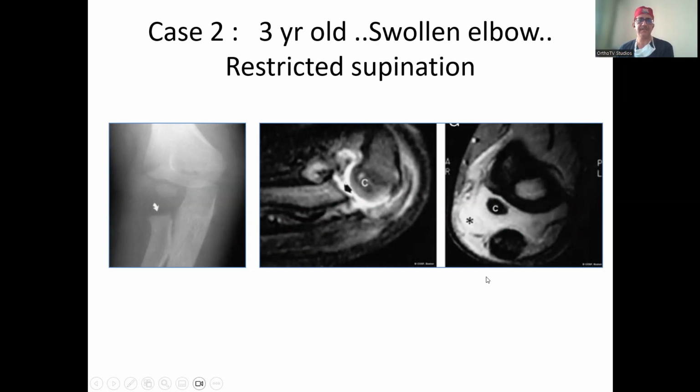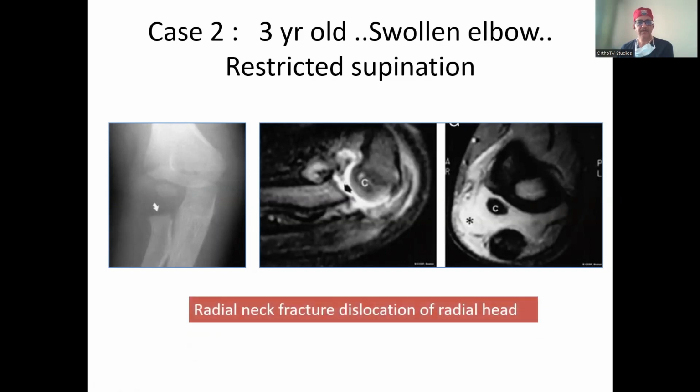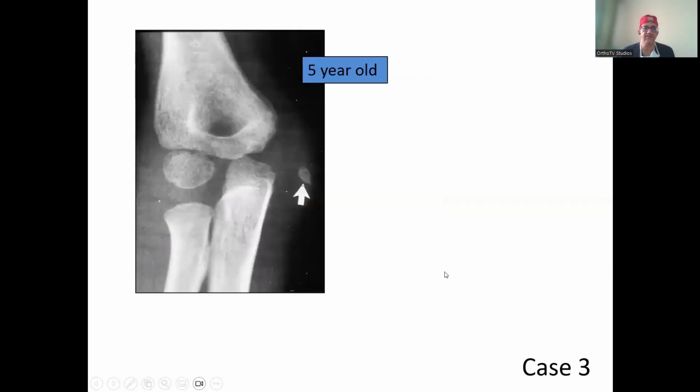Now this will not be seen because on an X-ray, the ossific nucleus of the radial head does not appear till about 4 years of age. So radial neck fracture dislocation is another osteochondral lesion, which also can be missed and you should be aware of.